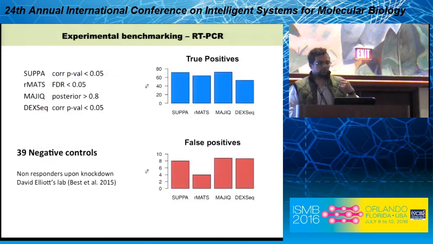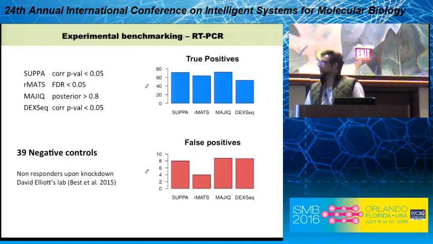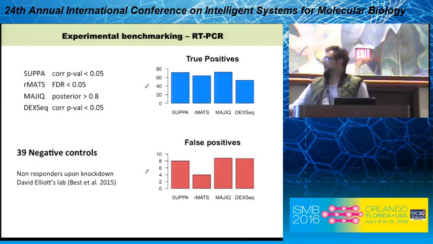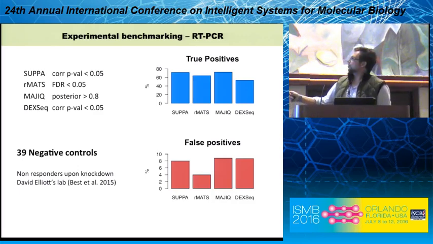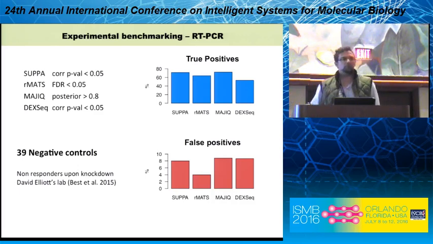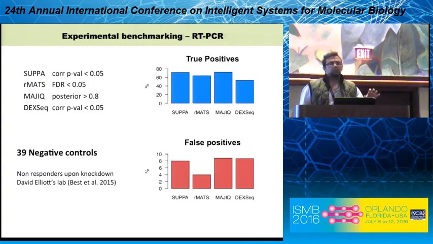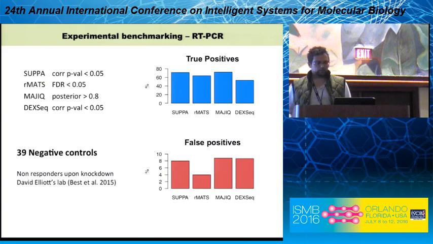Okay, so here what we could see as well is we had a number of non-responders. That means they tried to measure these events by RT-PCR and they were negative, so we can see what fraction of false positives we find for each method. So SUPPA stays more or less around the same percentage of false positives using 39 negative controls as other methods, and also a similar set of true positives. We use multiple test correction per gene, and that's what we use here for the cutoff as well.